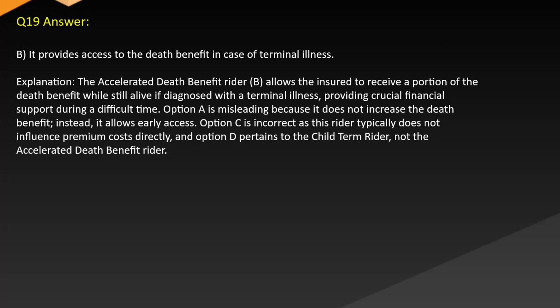Answer B. It provides access to the death benefit in case of terminal illness. Explanation: the accelerated death benefit rider, B, allows the insured to receive a portion of the death benefit while still alive if diagnosed with a terminal illness, providing crucial financial support during a difficult time. Option A is misleading because it does not increase the death benefit. Instead, it allows early access. Option C is incorrect, as this rider typically does not influence premium costs directly, and option D pertains to the child term rider, not the accelerated death benefit rider.